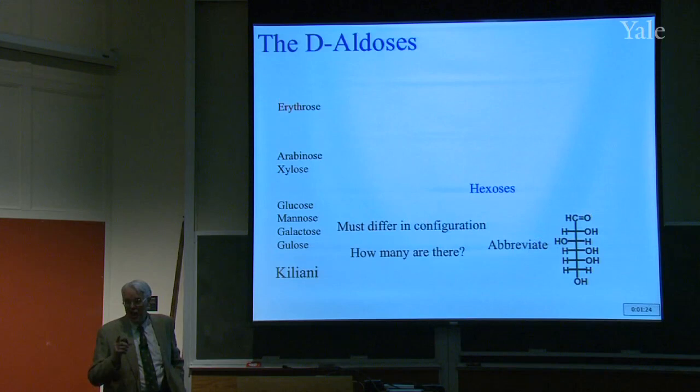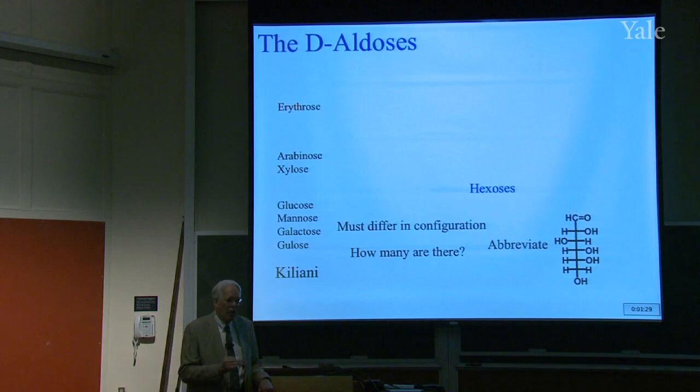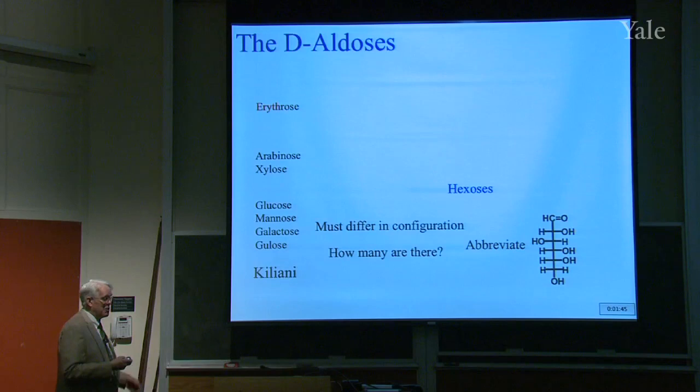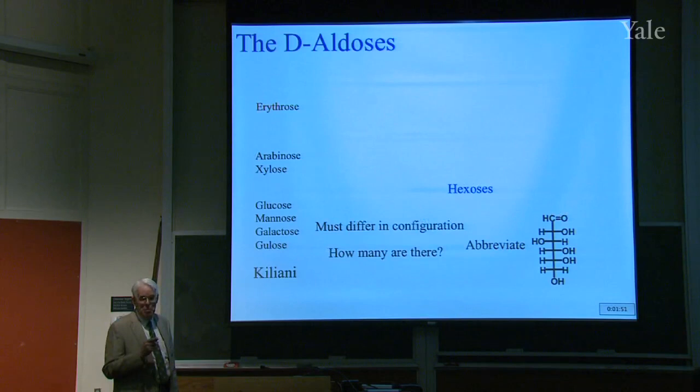And one of the most amazing things about Fischer is that he figured this all out without having the Fischer projection. It's easy for us to trace his thought now using the Fischer projection, but he used Van't Hoff's notation, which was very, very complicated, and I have never figured it out. So that's one of the real triumphs of Fischer, to be able to think through this stuff without Fischer projections, which he published the next year.